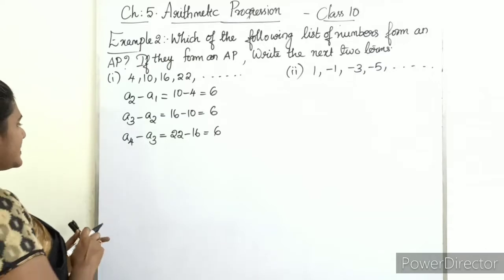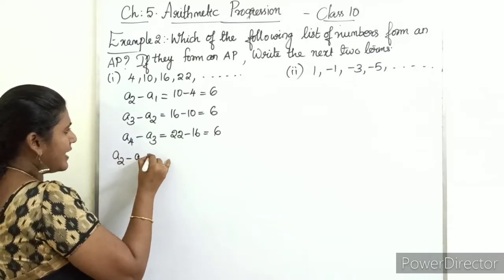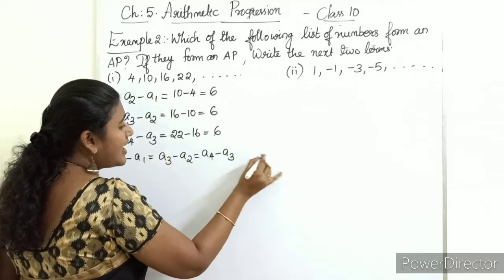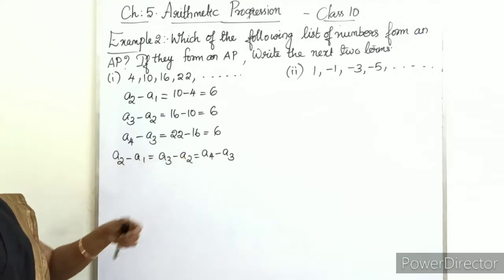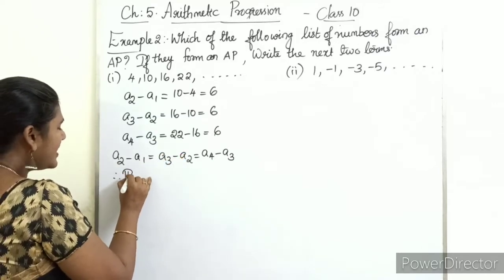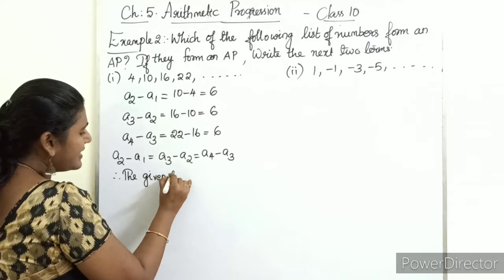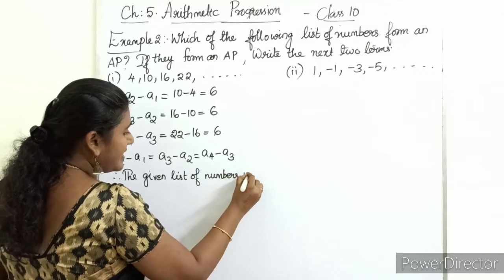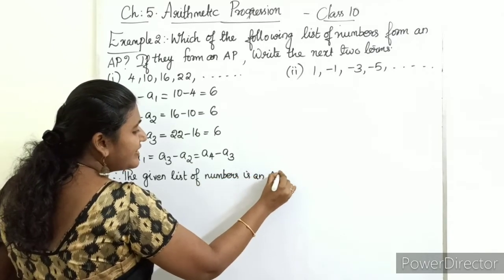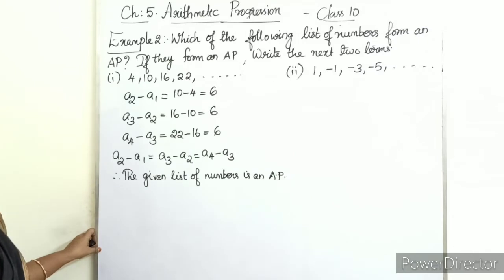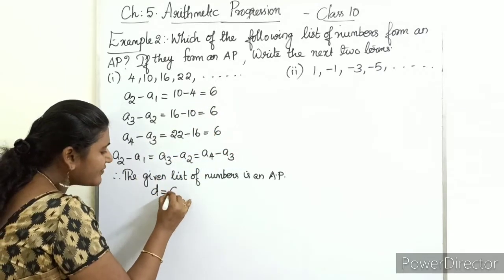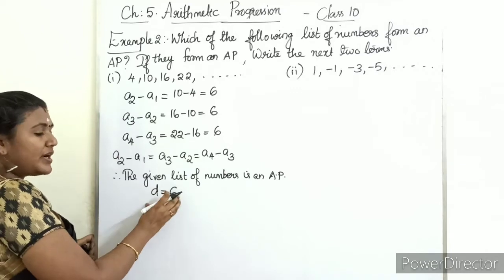Okay, so here if you see, we got A2 minus A1, A3 minus A2, A4 minus A3 are same. So all these values are equal. Therefore, the given list of numbers is an AP. Now the question is, if it is an AP, find the common difference and the next two terms. So the difference we are getting is the common difference of an AP. So we got the common difference as 6.